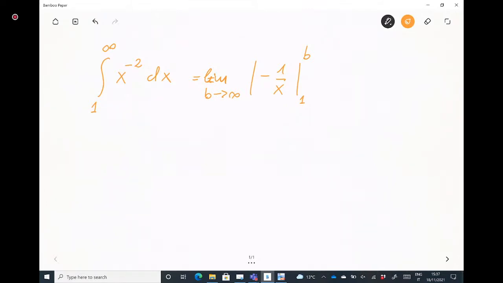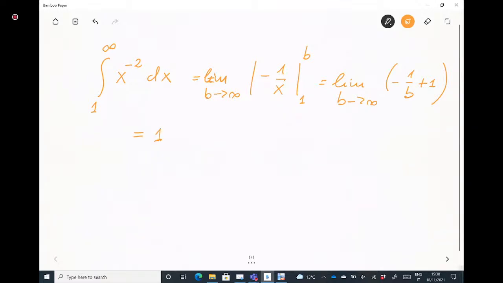So it is minus 1 over b plus 1. So it would be minus 1, plus 1. And the limit here is, as b tends to infinity, you have minus 1 over something that tends to infinity, it becomes 0. This is equal to 1.